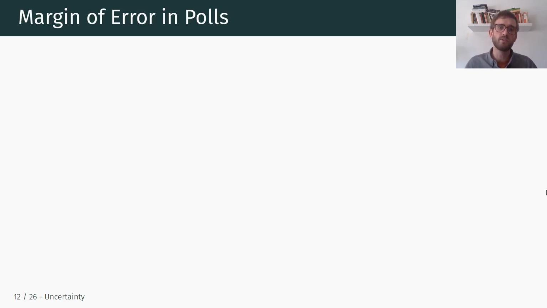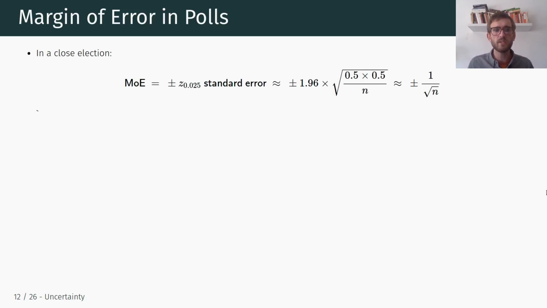And this is something that you usually see added as an additional piece of information with any poll that is published, right? And so what is this margin of error in polls? Essentially, it usually describes the deviation in a 95% confidence interval, right? So usually this margin of error is basically plus or minus the critical value for the 95% confidence interval times the standard error.